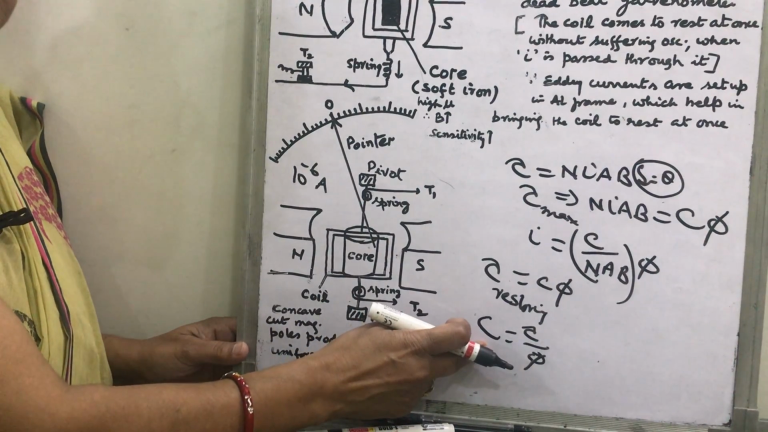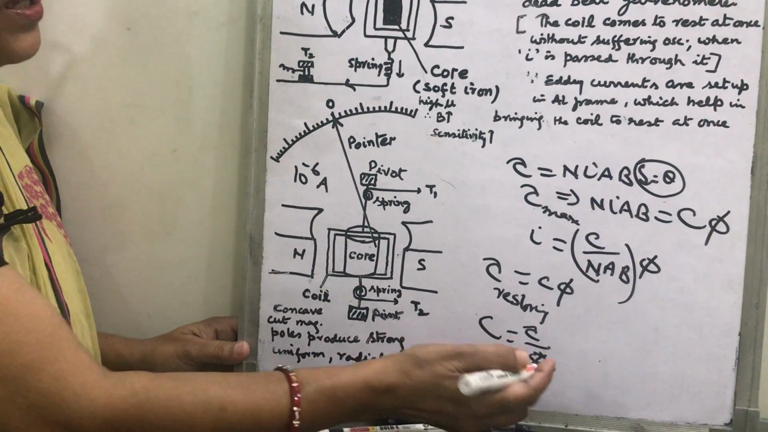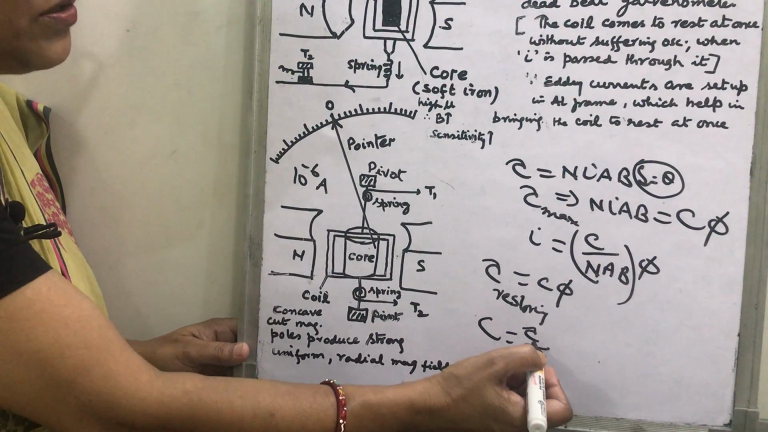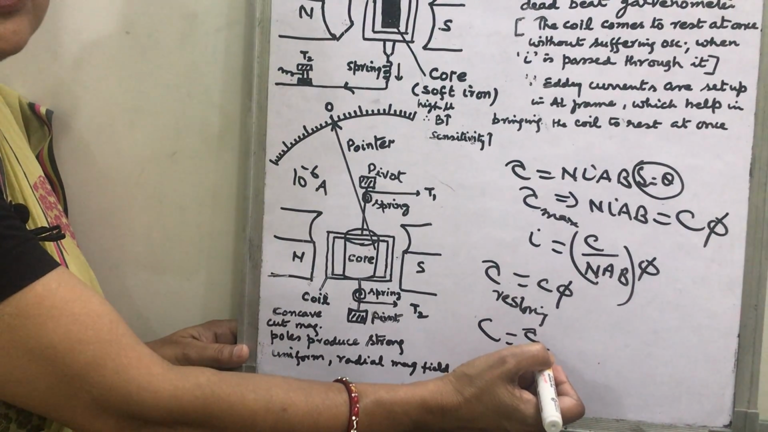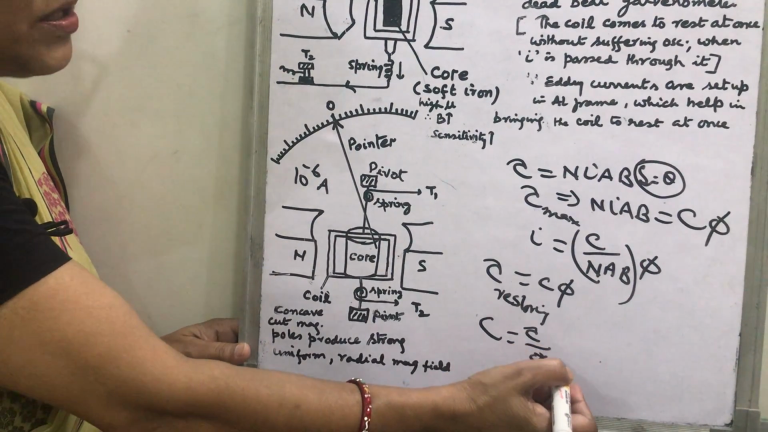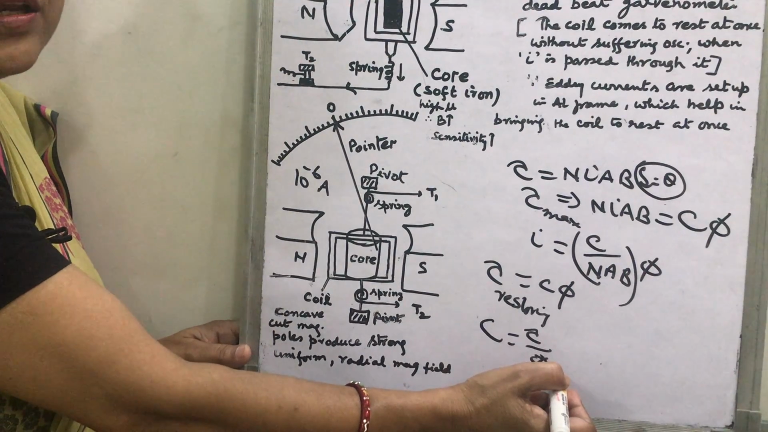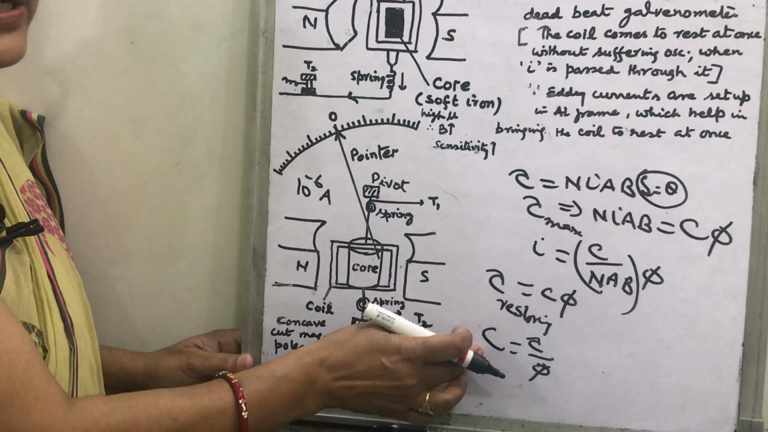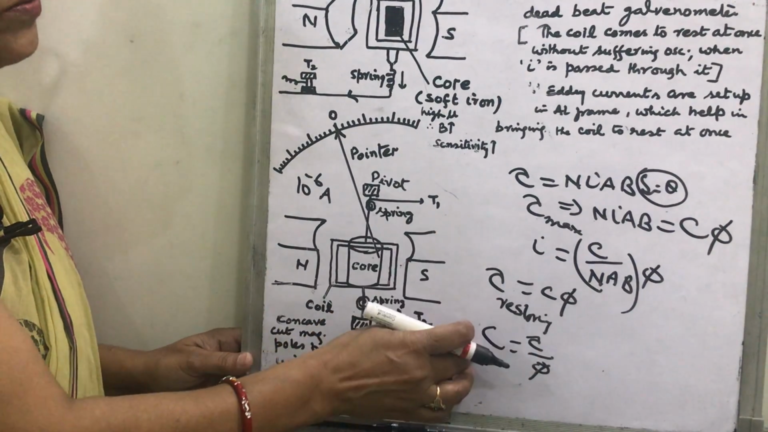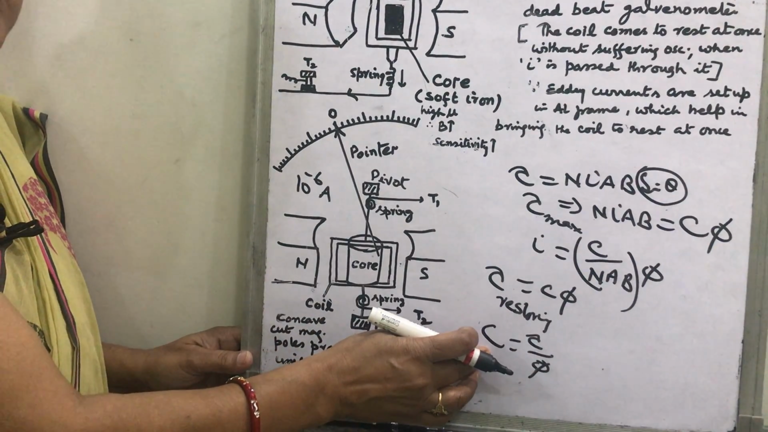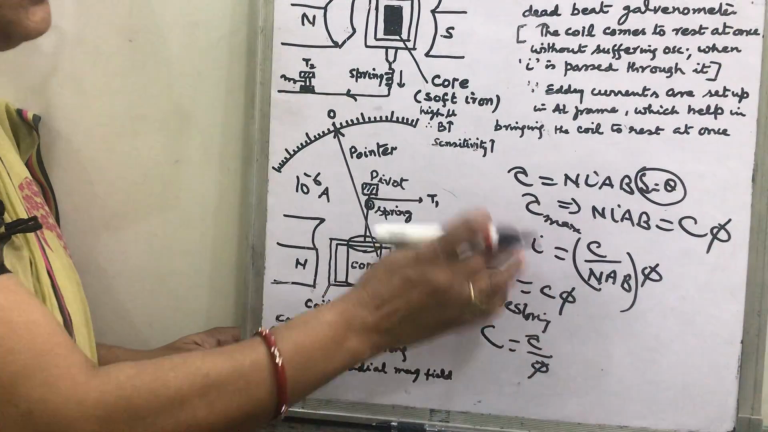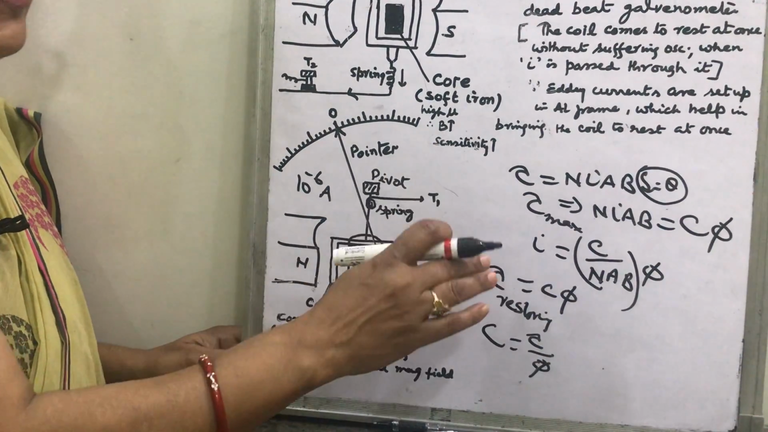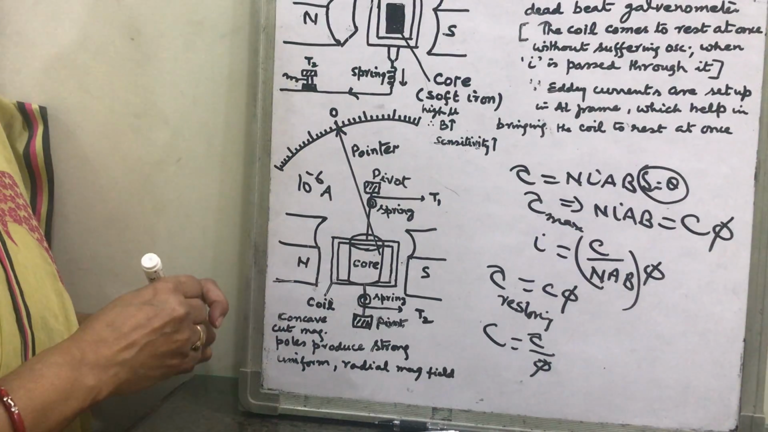So what is the restoring torque? You can define it, and what will be its unit? You know the unit of torque is newton meter. Here phi is an angle, so the unit is newton meter per radian. In this way you should know the definition and unit of the torsional constant. The torsional constant should be very less. Why? Today we will discuss about it.